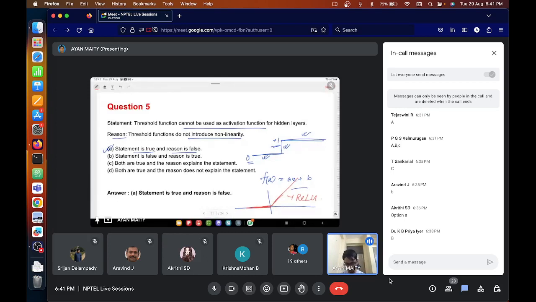So the main reason why it is not used is because it doesn't give much diversity in the output. Only 0 and 1, these are the 2 outputs that it can give. Not much information we get from the previous hidden layer. So it is not that popular in hidden layers.